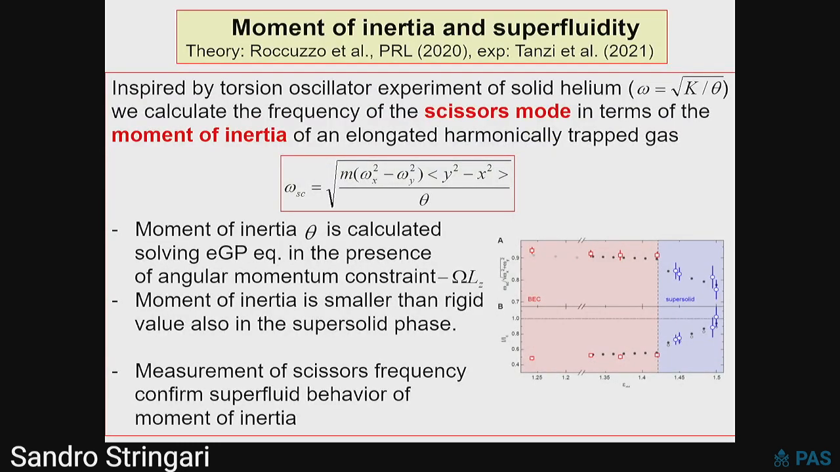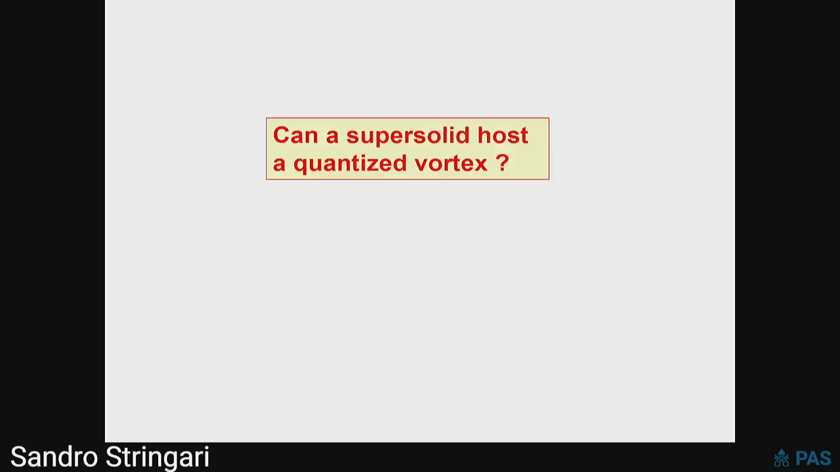But let me skip the discussion of moment of inertia because I do not have time. But I would like now to address the last important point concerning quantized vortices, because quantized vortices represent one of the hallmarks of superfluidity and reflect explicitly the quantum nature of the problem, in particular because they carry a quantized amount of angular momentum proportional to the fundamental constant, Planck's constant, characterizing quantum physics.